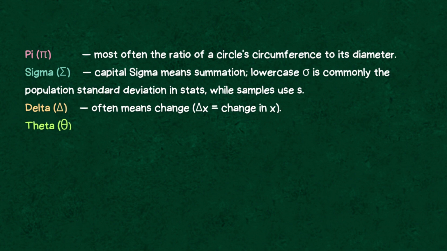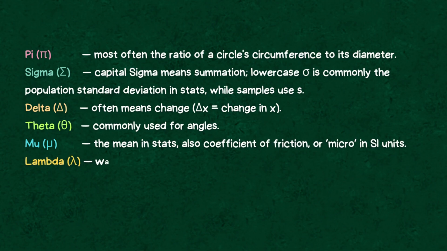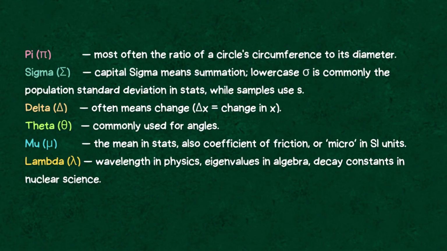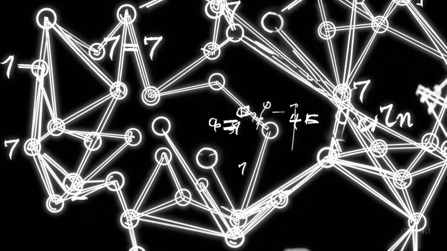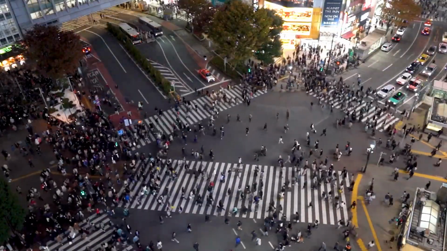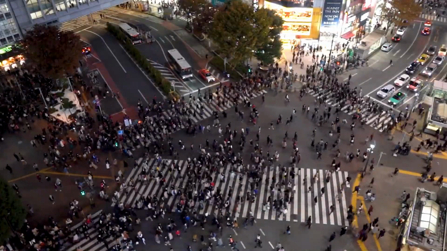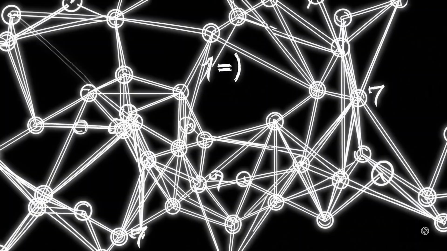Theta, commonly used for angles. Mu, the mean in stats, also coefficient of friction, or micro in SI units. Lambda, wavelength in physics, eigenvalues in algebra, decay constants in nuclear science. This consistency is huge. Imagine if every country used pi for something different. Chaos. Thanks to these conventions, a mathematician in Tokyo, Berlin, or Rio looks at theta and usually thinks angle without hesitation.